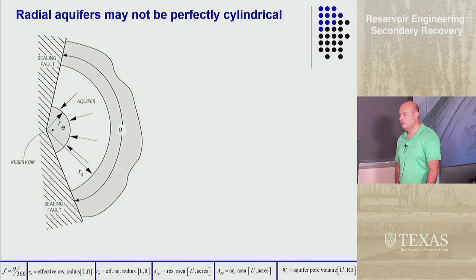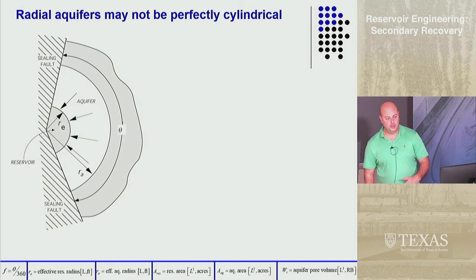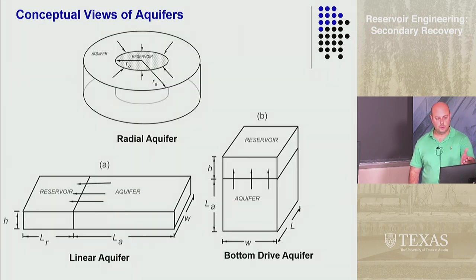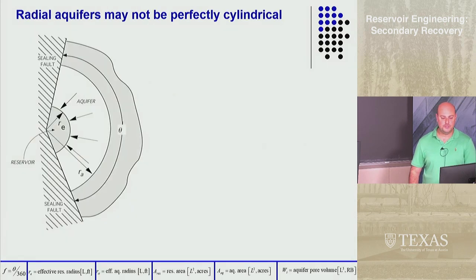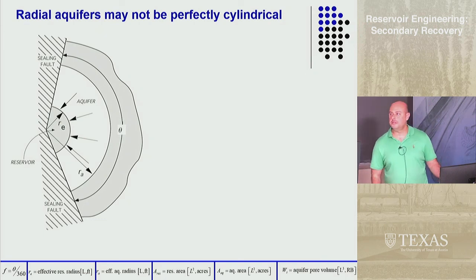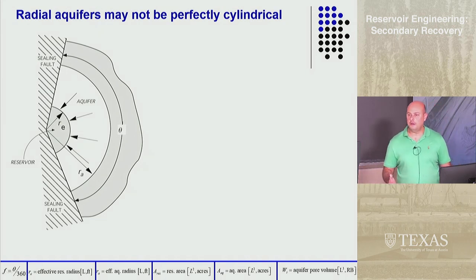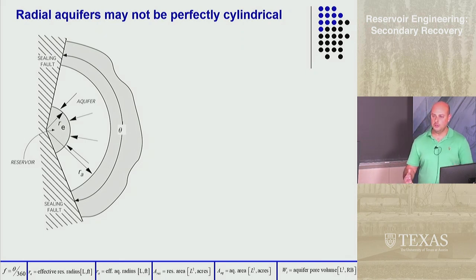Here is another view of the aquifer and the reservoir. This is a radial aquifer, so you've got the inner cylinder and an outer cylinder, except it's not a full cylinder. You have a sealing fault. So it's really like part of a cylinder, right? And you've got maybe some angle theta here, which is less than 360 degrees. So we have to account for that somehow, right? Because it's going to be less volume of the aquifer, less water encroached.